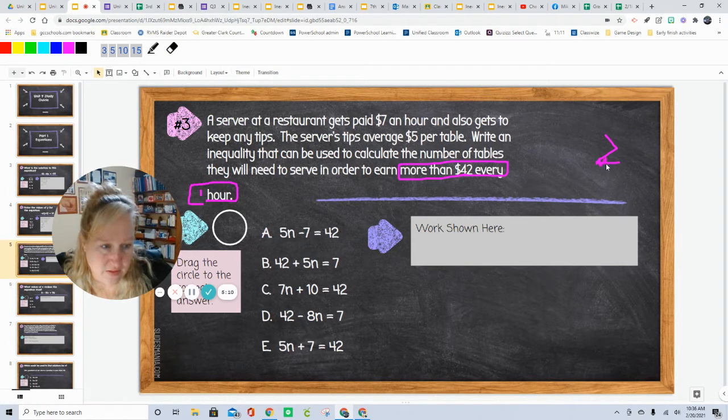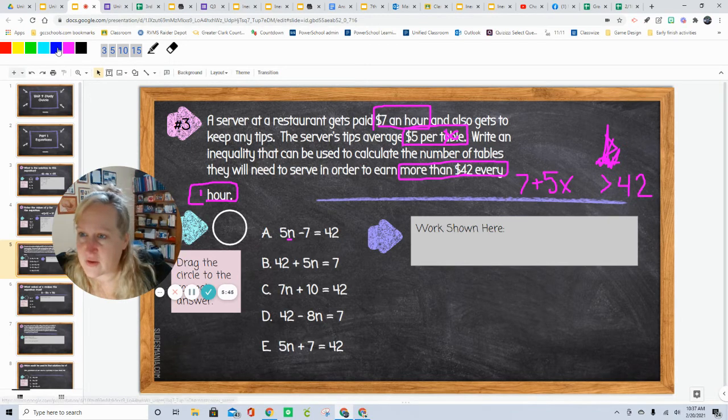So ignore this. We'll do it this way. So that means his earnings need to be more than $42. And he gets $7 an hour. So that's not going to change in 1 hour. So he makes $7 plus he makes tips. And the tips is the part that changes. So $5 per table. So we'll call this per table as X. So I would be doing repeated addition, 5X. Oh, they want us to use N. So let's switch this to N. Let me change my color so that you see that I switch it to N.